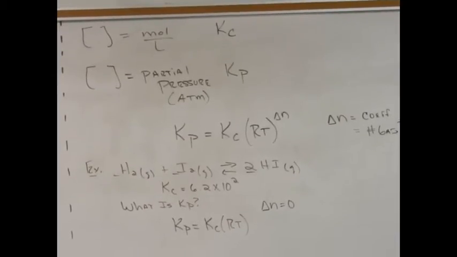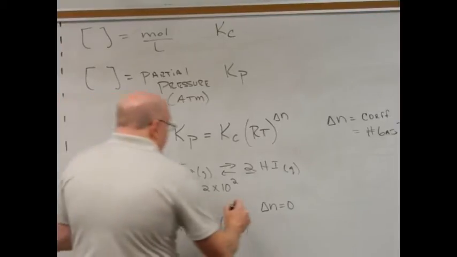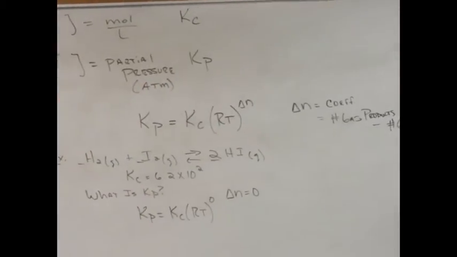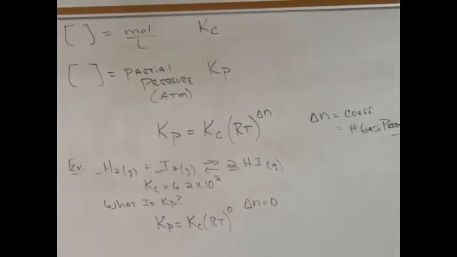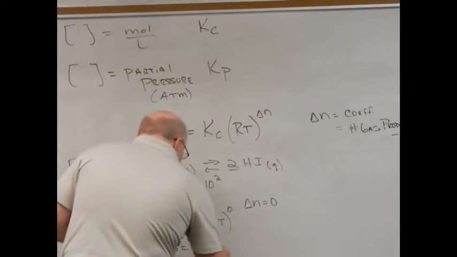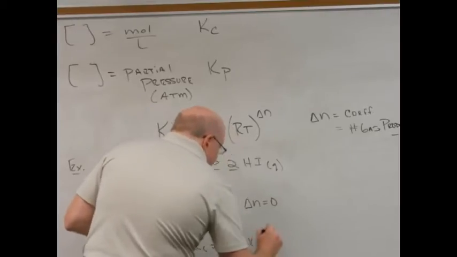Because the delta N is 0, I would raise this whole thing to the 0 power, and anything raised to the 0 power is 1, which means that the Kp and the Kc are the exact same thing. The Kp in this case equals the Kc, which is the 14.3. It doesn't change.